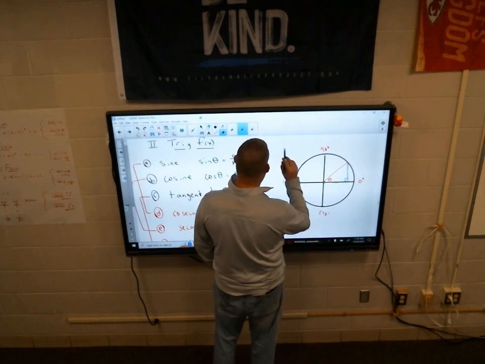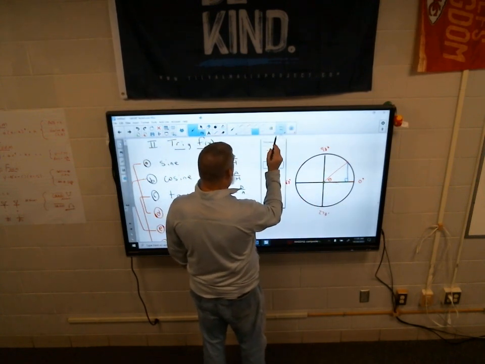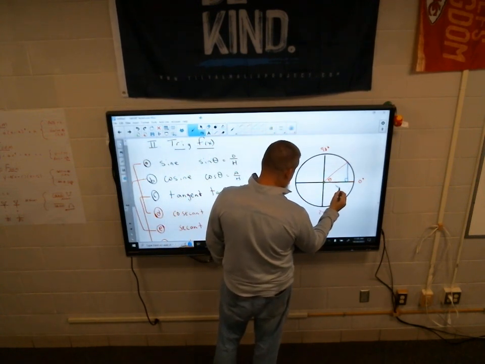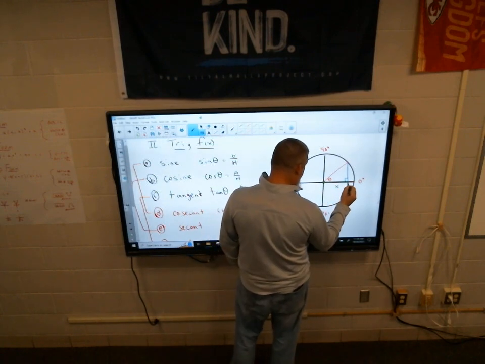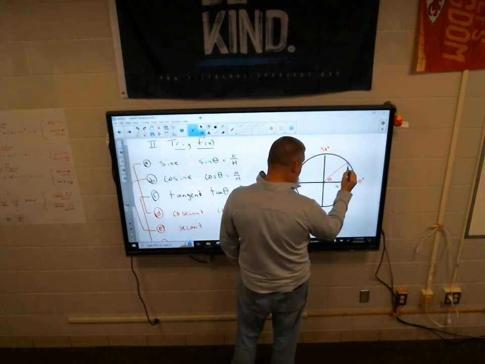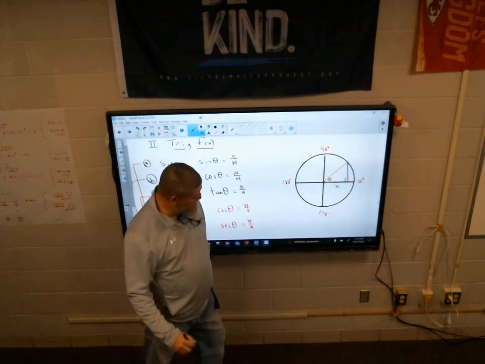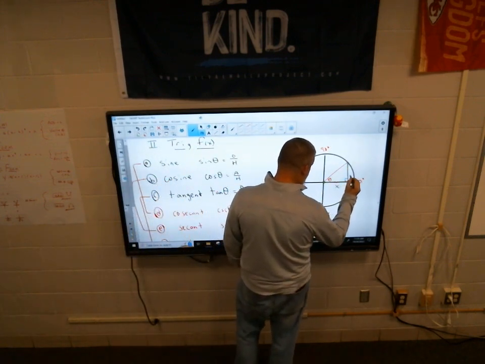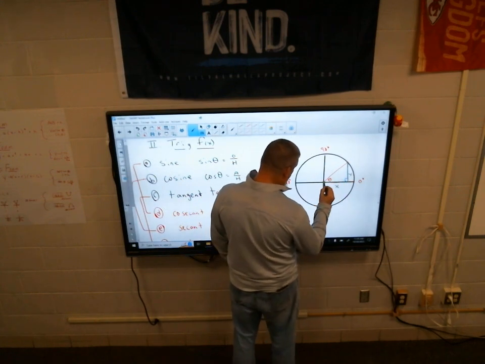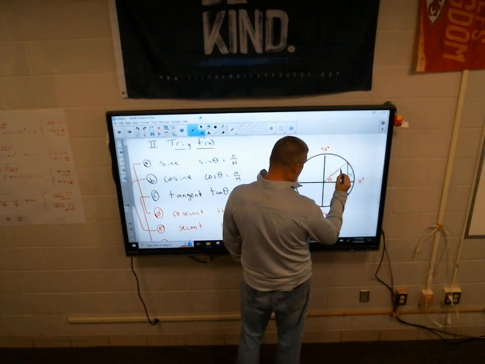I need to somehow change this so it's always X. Okay, very good. Then if I go up here, what's that distance from the X-axis to that point? Okay, last one. What's the distance from the origin along this hypotenuse?